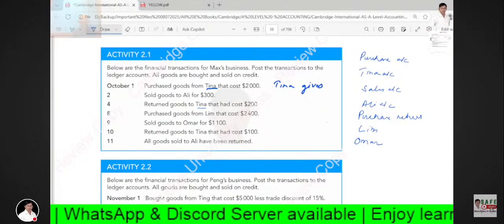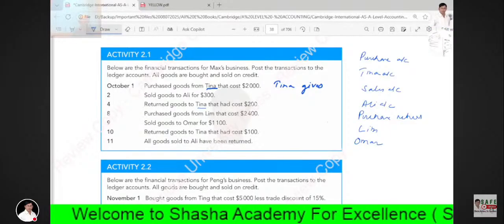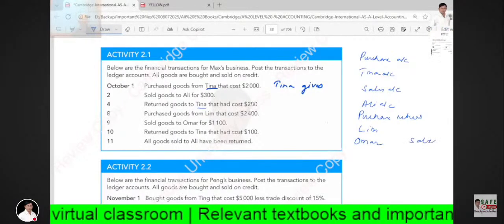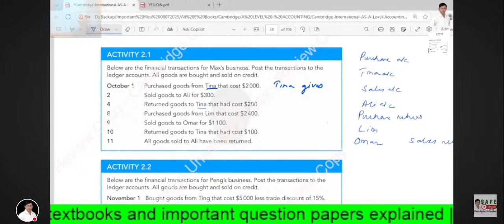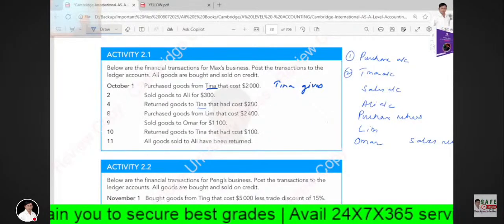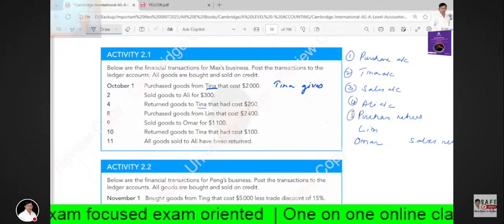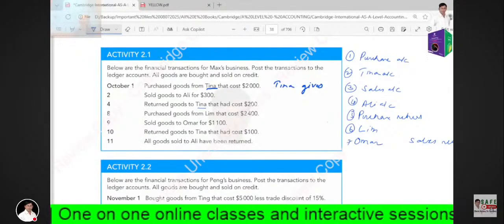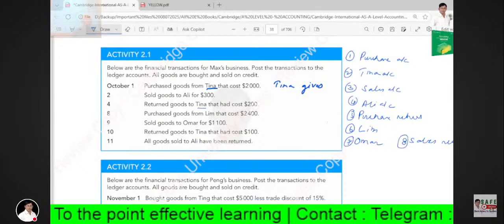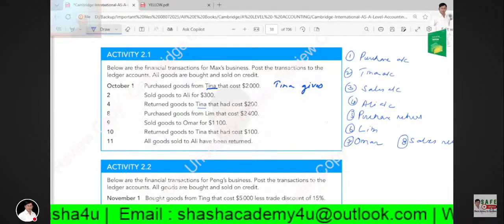All goods sold to Ali have been returned. Have been returned means we have received back. So it is sales returns. So basically we need to prepare 8 ledger accounts. So let us proceed. Let us start with purchase account.